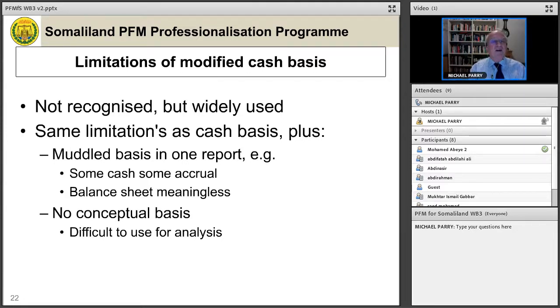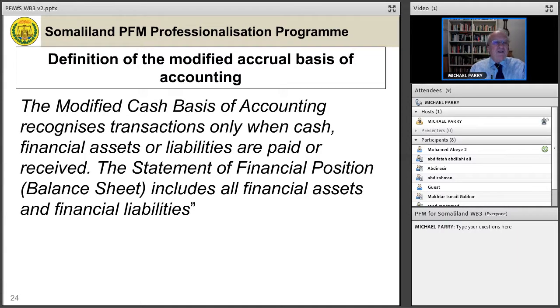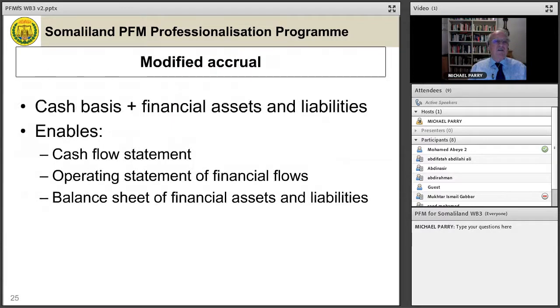As you'll gather, I personally don't like the modified cash basis, despite the fact that it's widely used. Can we do better? Modified accrual. Again, no official definition, but this is the definition that we use. It recognizes transactions when cash, financial assets or liabilities are paid or received. And we now get a statement of financial position, a balance sheet of financial assets and liabilities.